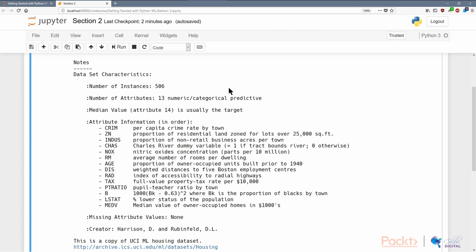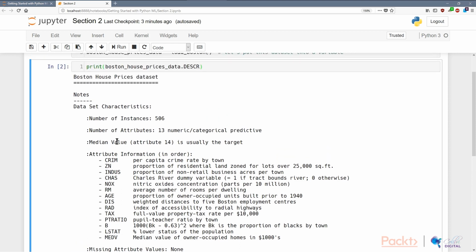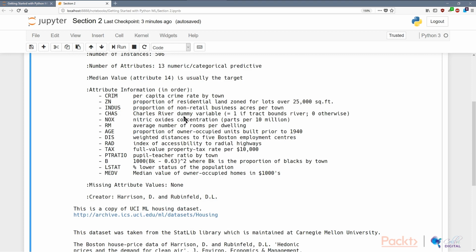And the next thing to look at is how many attributes there are. So there are 13 numerical or categorical attributes, and then the median value of the house price is the target, so attribute 14. Recall that in the first section, I talked about how machine learning is basically modeling reality with a simplified formula. So we can look at each attribute's information and think about how that might affect our target.